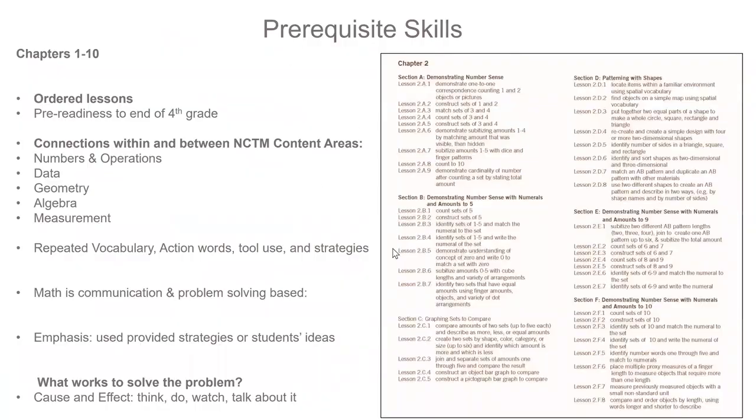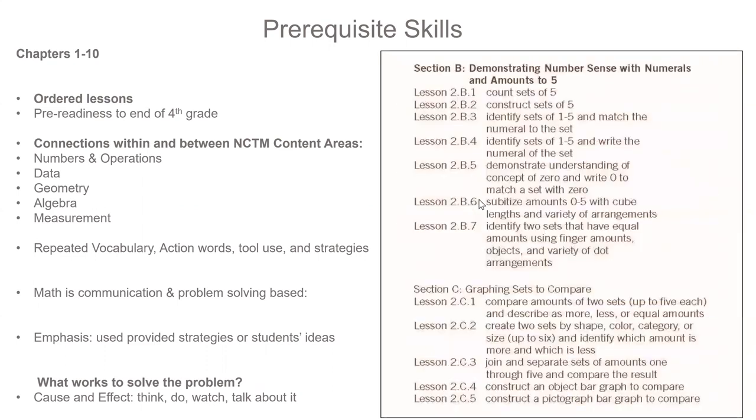For a moment, let's take a look at prerequisite skills within Equals. Chapters 1 through 10 represent an ordered lesson structure that begins with pre-readiness to the end of 4th grade. Within that set of ordered lessons, you'll see connections within and between the National Council of Teachers of Mathematics identified content areas: numbers and operations, data, geometry, algebra, and measurement. Let's take a look at an example of that.